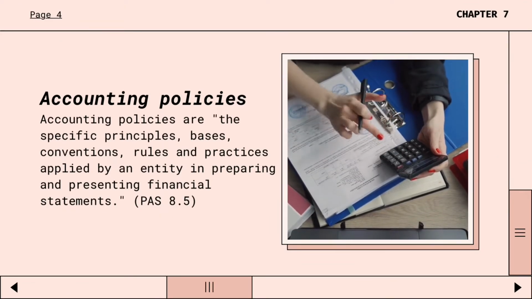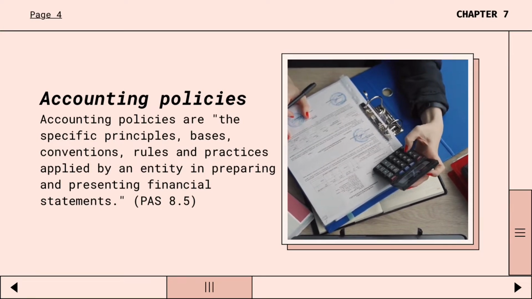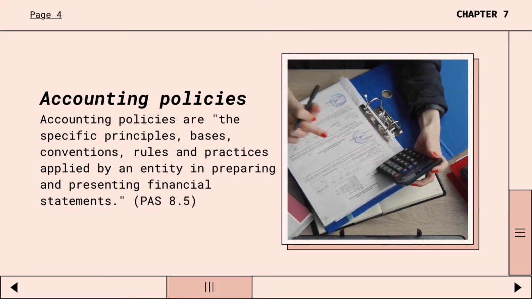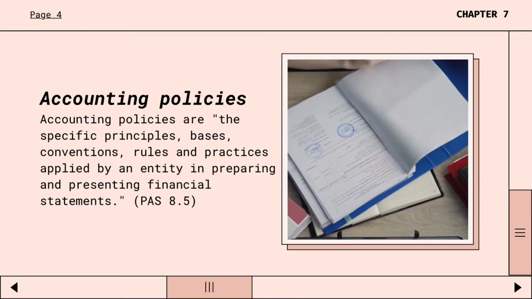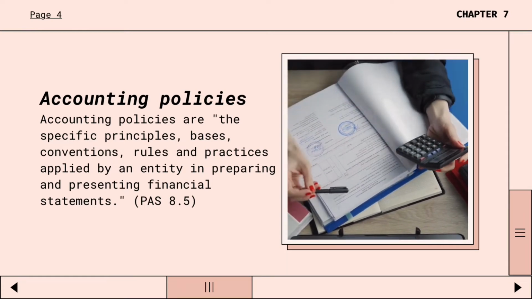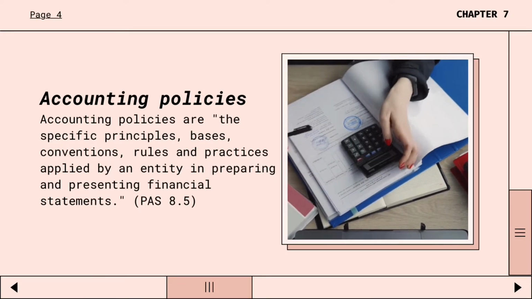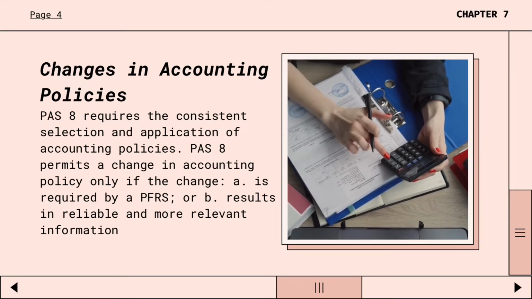According to PAS 8.5, accounting policies are the specific principles, bases, conventions, rules and practices applied by an entity in preparing and presenting financial statements. When a PFRS standard or PFRS interpretation specifically applies to a transaction, other event, or condition, an entity must apply that standard.